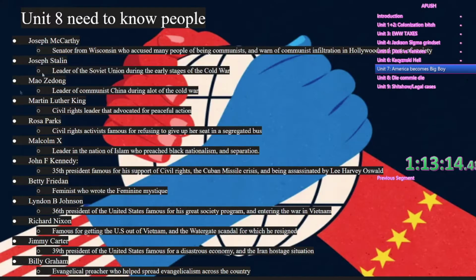You sort of want to know all these important figures. Know Joseph McCarthy, which was basically the guy who said, "You're a communist. You're a communist. You're a communist." Joseph Stalin and Mao Zedong, they were pretty big communist leaders. Martin Luther King, Rosa Parks, Malcolm X, they were prominent civil rights leaders. Martin Luther King was much more moderate and advocated for peaceful action to achieve peaceful goals. Malcolm X was much more radical. He preached black nationalism and separation.